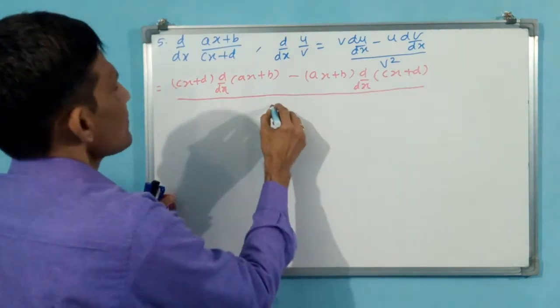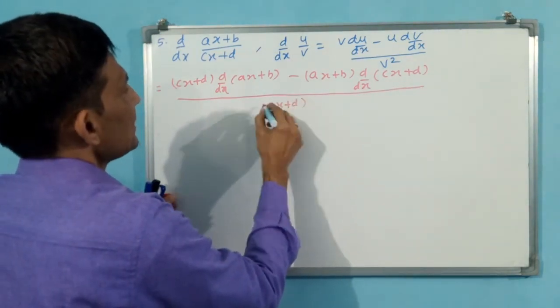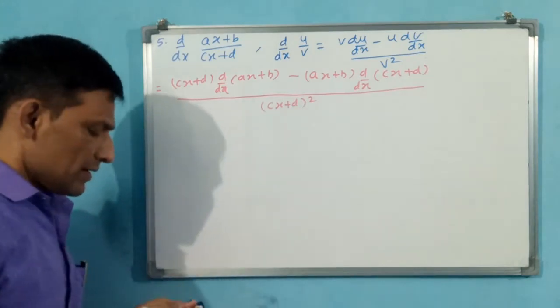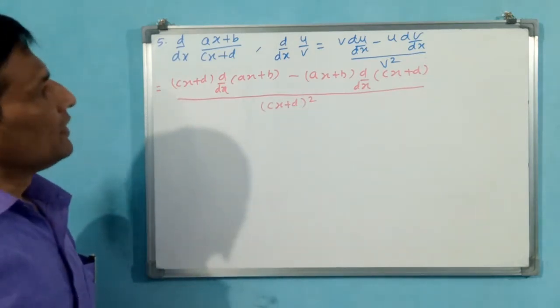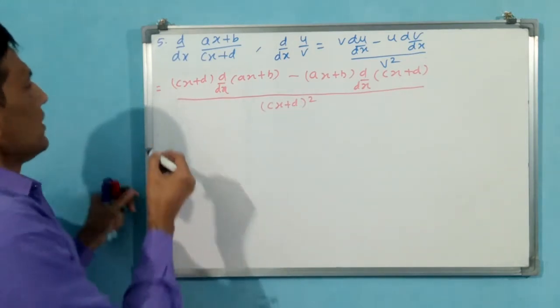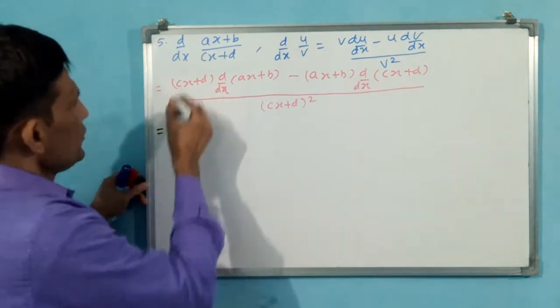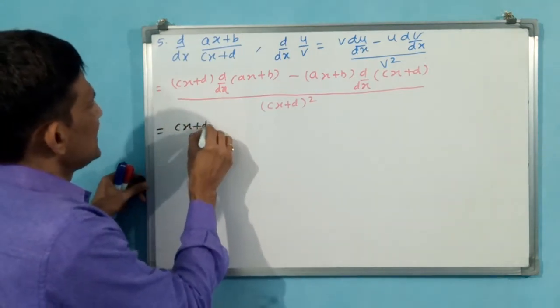V square. V square means what? (cx plus d) whole square. Like this you have to write. Okay. Now proceed further. Cx plus d, like that only you write first.